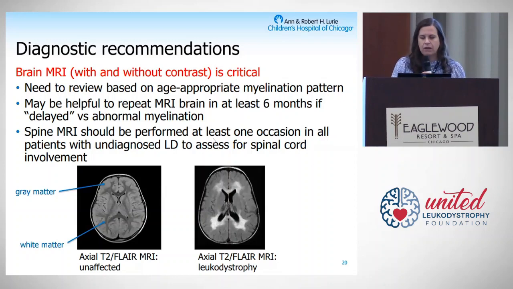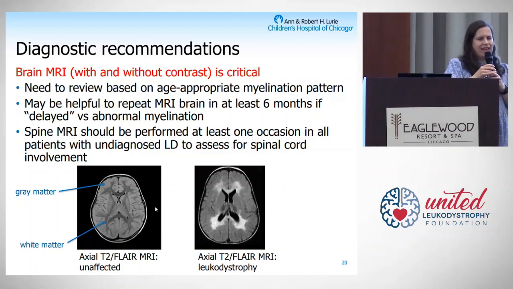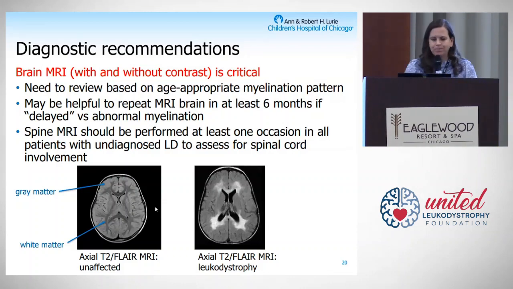And then in patients with undiagnosed leukodystrophy, the recommendations are to get a spine MRI at least one time in the course just to see if there's any involvement. So I'm going to go over a little bit of MRI 101. So this is called an axial image. It slices through the brain this way. So basically the patient is laying in the scanner. I always demonstrate this, like laying in the scanner like this, and you're looking from the feet up.